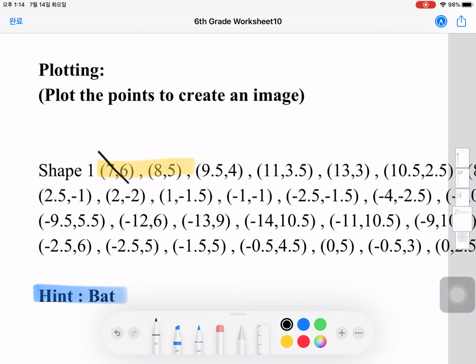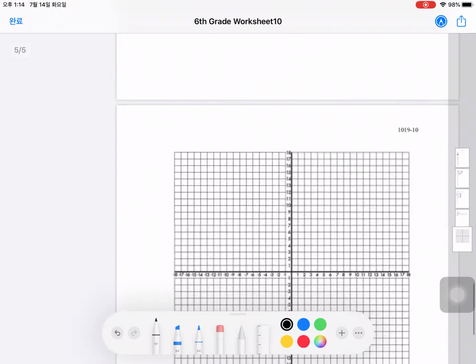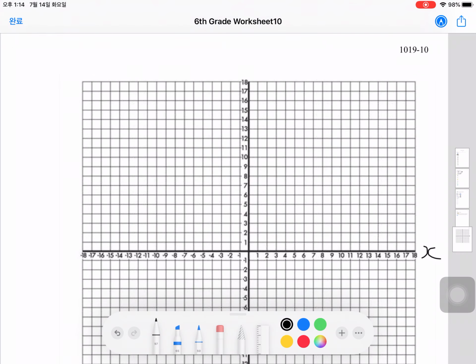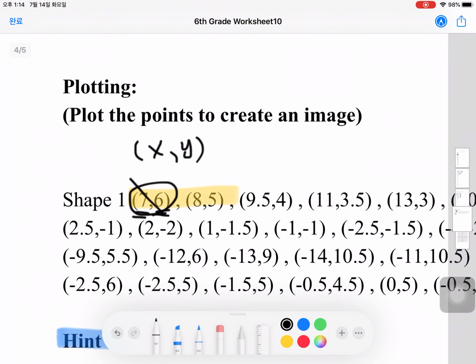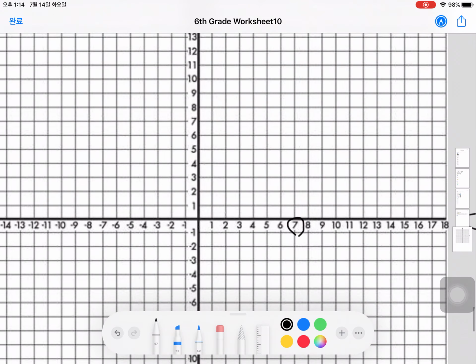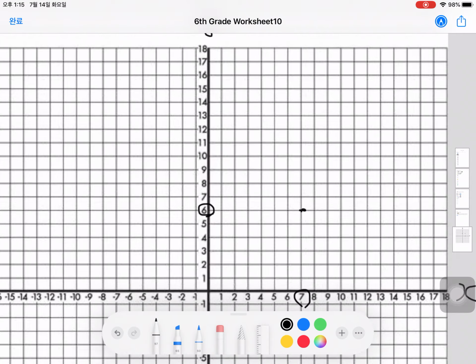But before we begin, I want you guys to keep in mind that the first number is the x, and the second number is the y. So the 7 would be the x, and the 6 would be the y. And if you look on the graph on the second page, we can see that here is the x-axis, and the top is the y-axis. So, in the first ordered pair, 7, 6, we will find 7 on the x-axis and 6 on the y-axis. And if you connect these 2 points, you can see that they intersect right here. So that would be your first point.